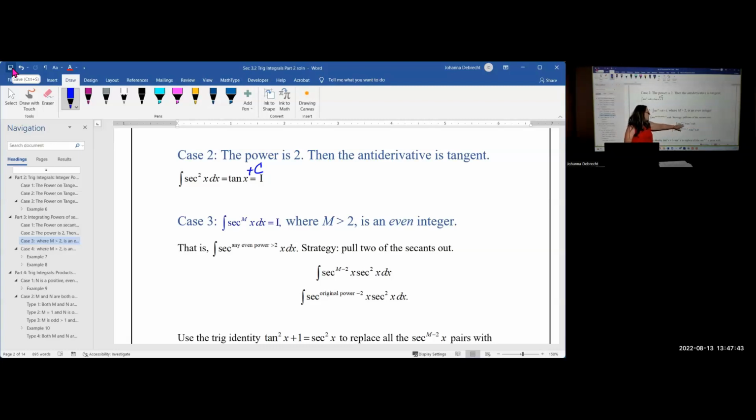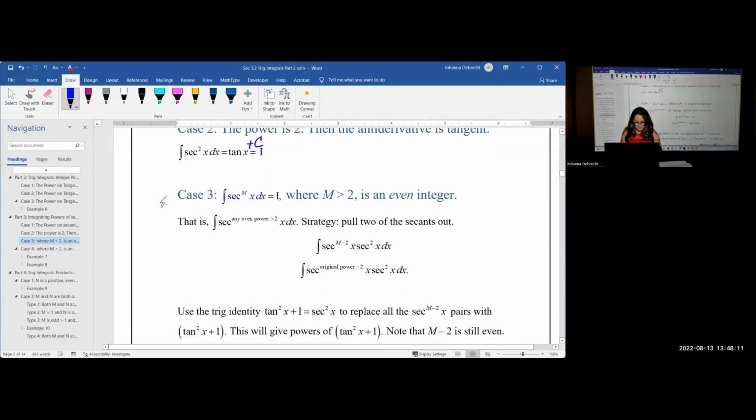So that will give us secant to the m minus 2 times secant squared of x dx. So we pulled 2 off, and then we've got m minus 2 of them here. Now remember, m started out even. And if you take an even number and you subtract 2, it's still even, right? Which means I have an even number right here on this secant to the m minus 2, which means I can write them in pairs. Do you see where I'm going with this?